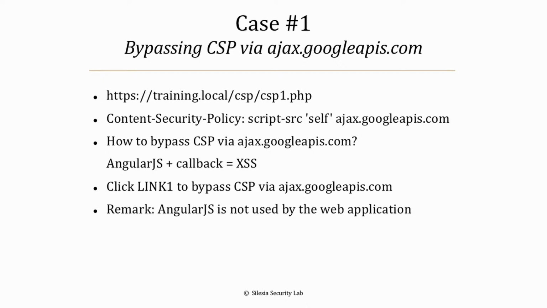And finally, let me emphasize one remark here, okay? AngularJS is not used by this web application. I loaded AngularJS from ajax.googleapis.com because I needed it to bypass CSP. But this web application itself is not using AngularJS. In my own payload, I'm loading AngularJS from ajax.googleapis.com because I need it. So don't think that there is a kind of prerequisite for this attack that AngularJS must be used by the web application, so that only in this case you can bypass CSP. No. In my own payload, I load AngularJS. AngularJS is not used by the web application at all, okay?